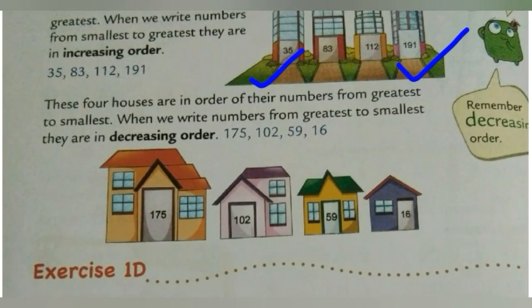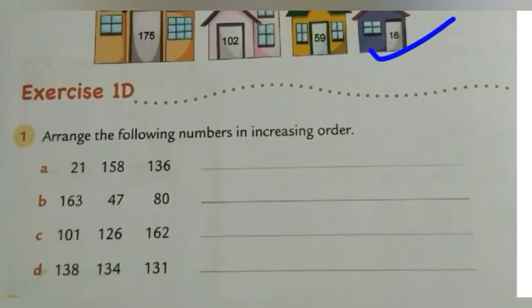Now check out this next picture. These four houses are in order of their numbers from greatest to smallest. When we write numbers from greatest to smallest, they are in decreasing order. Means from big to small. It is called decreasing order. Now let's do this exercise.